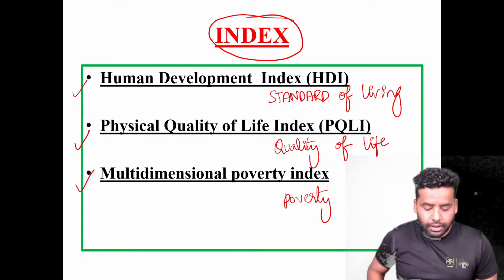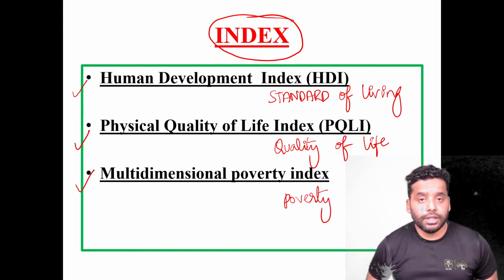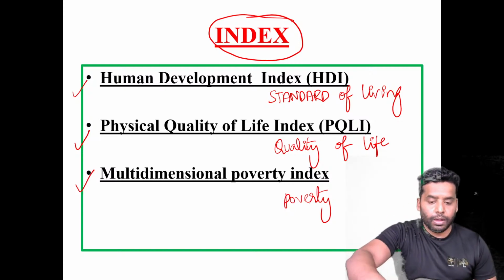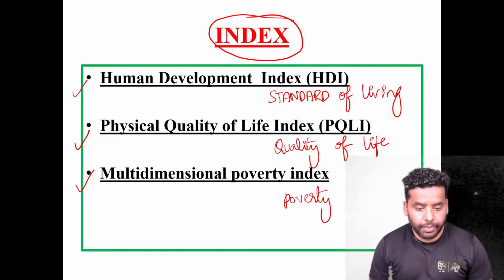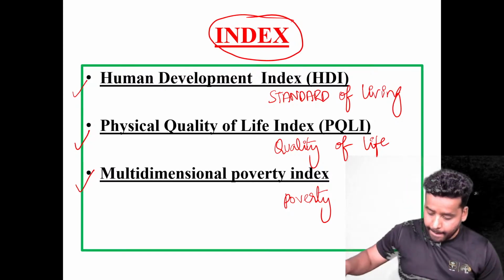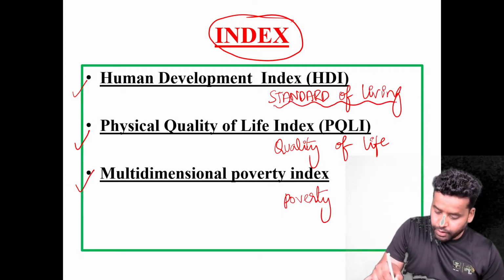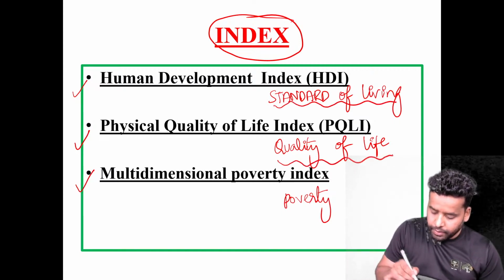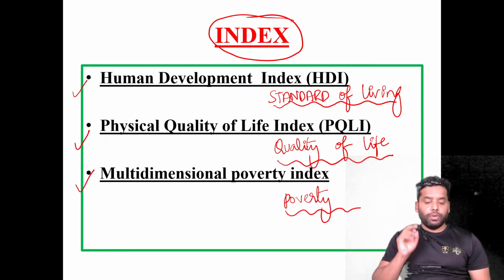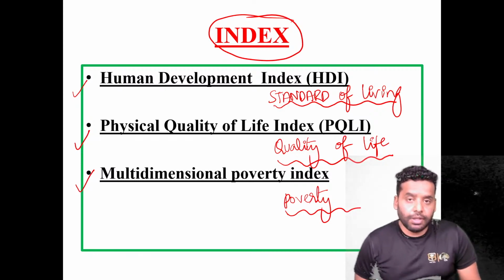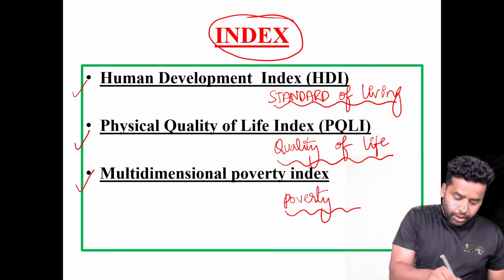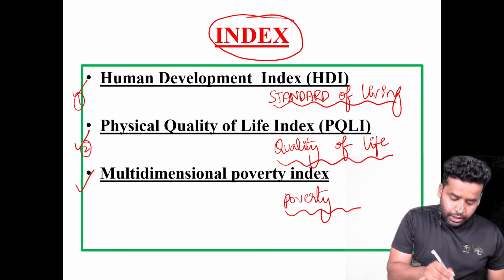So now tell the answer. What is used to compare standard of living between two countries? Direct question I am asking. What index is used to compare standard of living between two countries? HDI. To compare quality of life, PQLI. To compare poverty status, we are using the Multidimensional Poverty Index. So we'll be discussing 1, 2, 3 now.